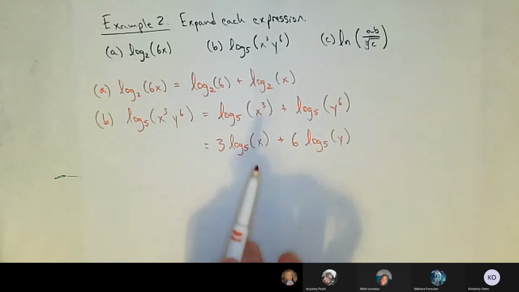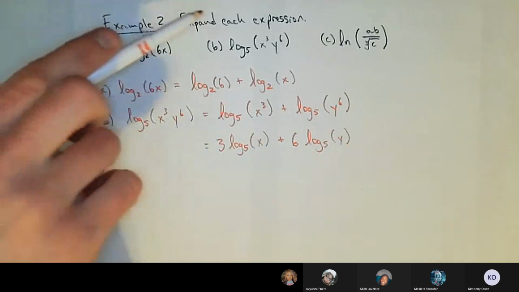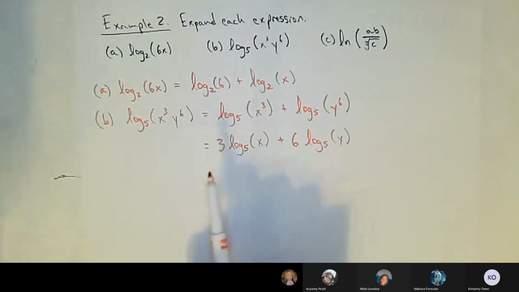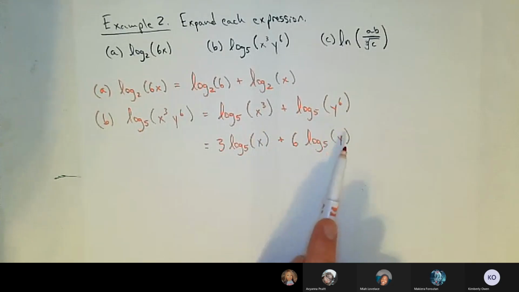So you see how there is only one thing left in the input. Whenever you're asked to expand a log expression like this, your last answer should only have one thing in the input position for the log. No exponent, nothing else, just like in this case, just an x, and then in this case, just a y.